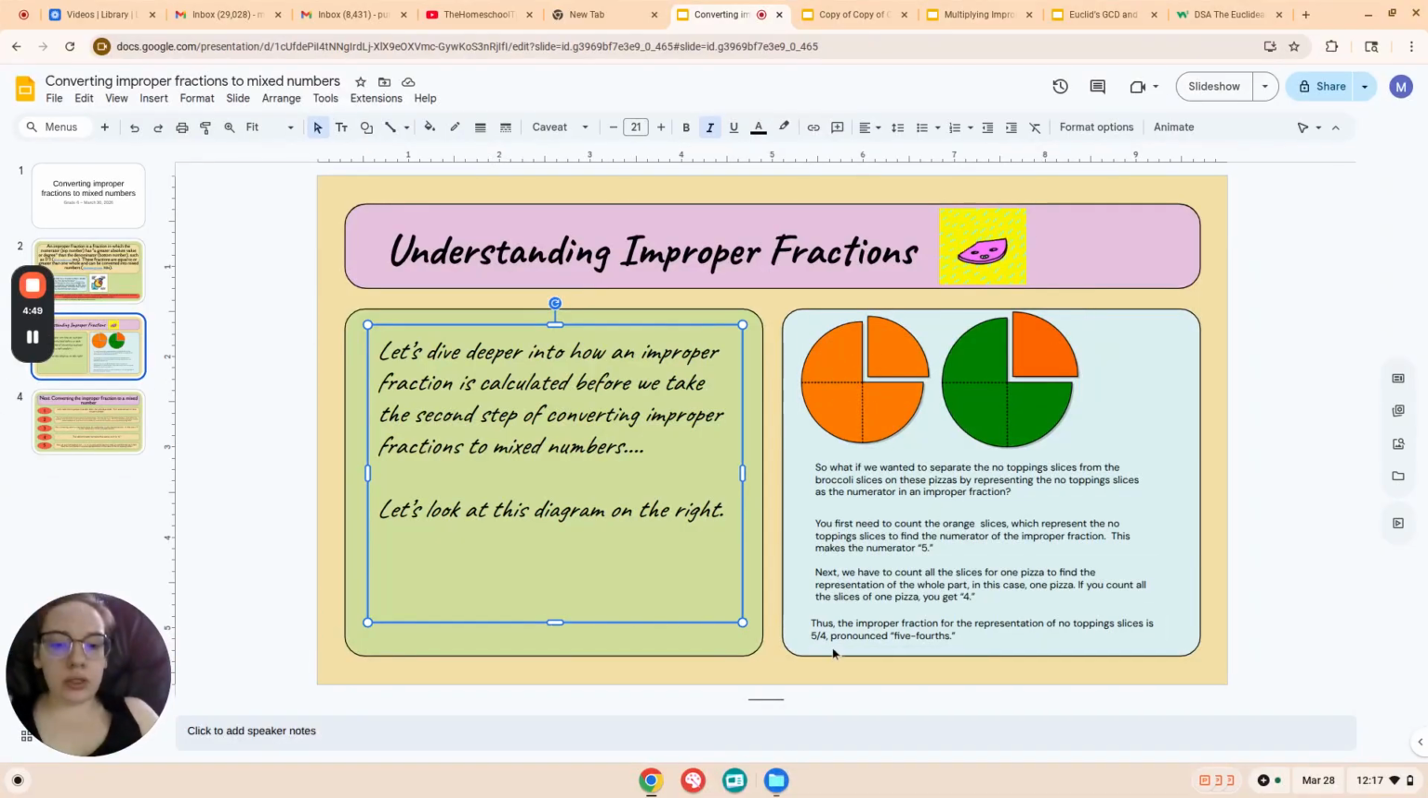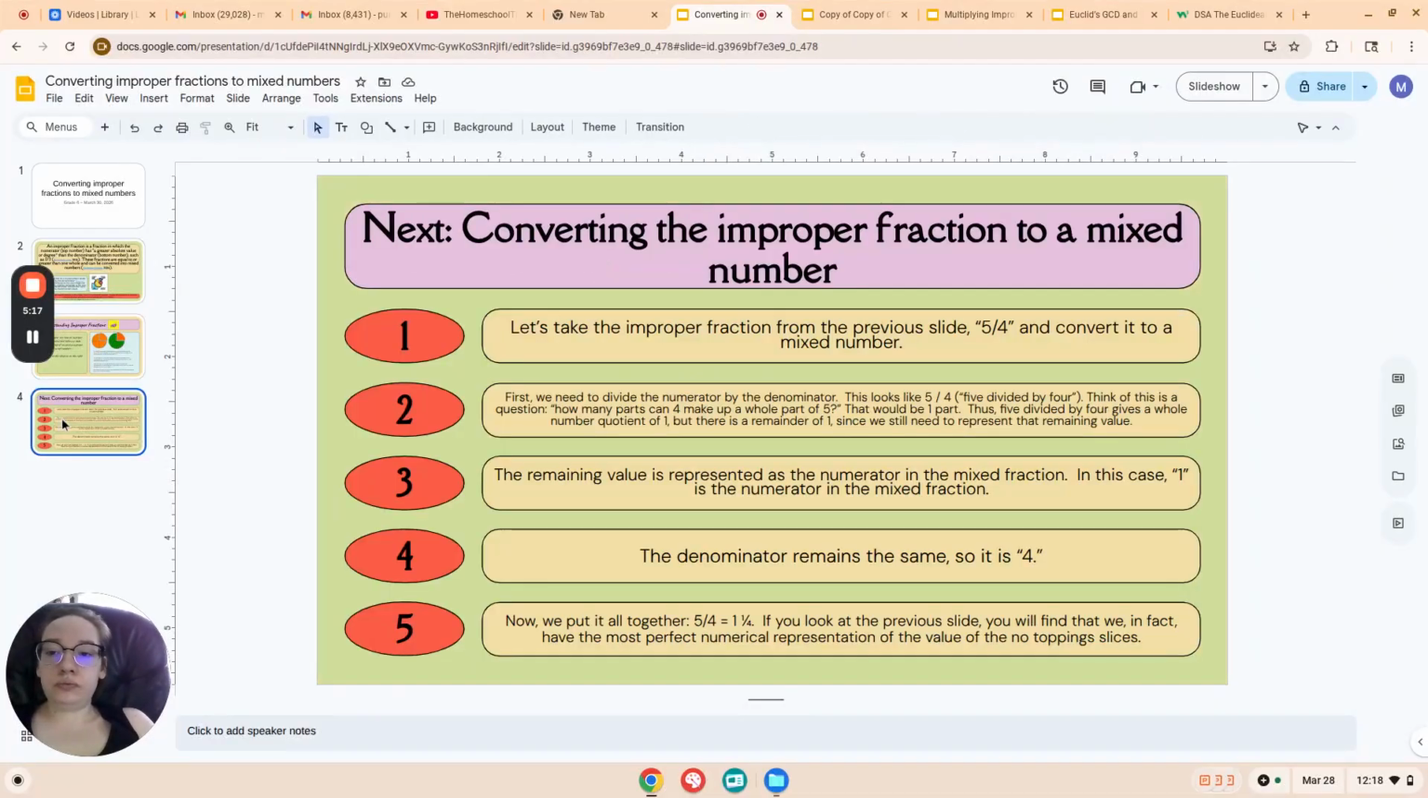Let me read this paragraph next. We have to count all the slices for one pizza, which we just did. We found it was 4, to find the representation of the whole part, in this case, one pizza. If you count all the slices of one pizza, you get 4. Thus, the improper fraction for the representation of no topping slices is 5/4. Okay, let's go to the next slide.